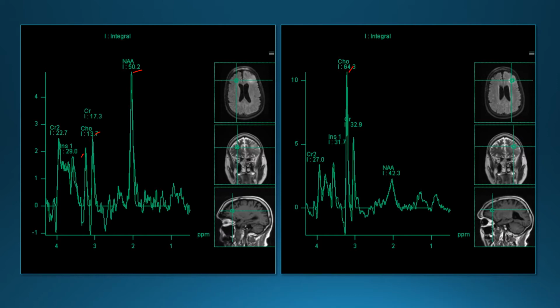This one has a very high choline, much higher than the creatine, and a low NAA. And so this appearance with a very high choline and a low NAA tends to correlate with a higher grade tumor. And in fact, this turned out to be a glioblastoma. But in general, the spectroscopy is not that helpful. I would say generally it does not add much to the standard imaging features.